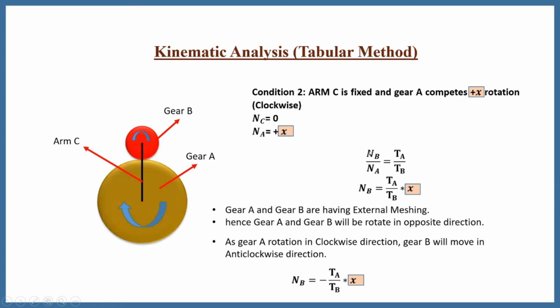Now if we take the ratio of Nb upon Na, it is equal to Ta upon Tb. Again, Na is equal to plus x, that's why Nb is equal to Ta upon Tb into x. Both the gears have external meshing, that means both are rotated in the opposite direction. That means when gear A completes the plus x rotation in the clockwise direction, according to their teeth ratio we can find out the speed of gear B, and that direction is anti-clockwise because of the external meshing.